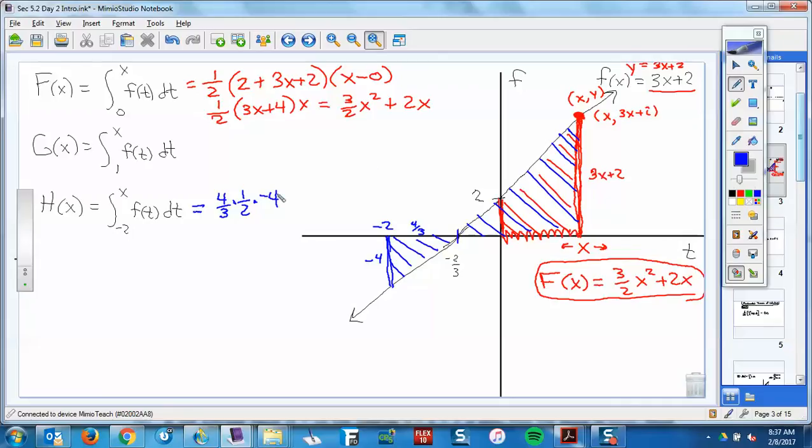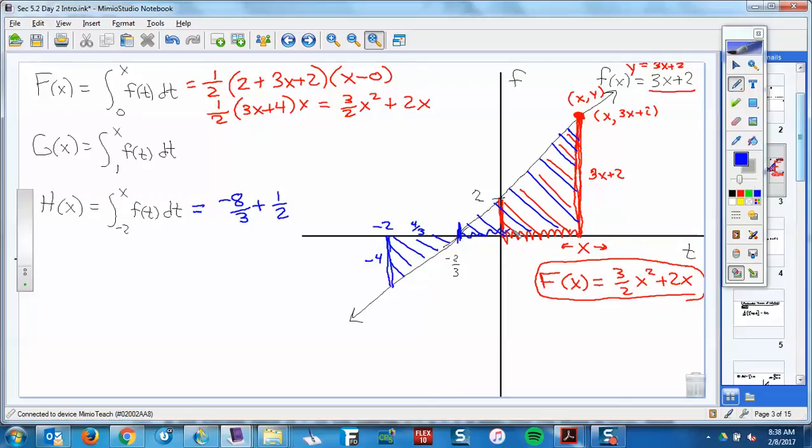So that's, what is that? -16/6. What would that be? -8/3. I'm just going to reset. Put -8/3. Okay. So that's -8/3 plus, and now I have a triangle. So that'd be 1/2, right?